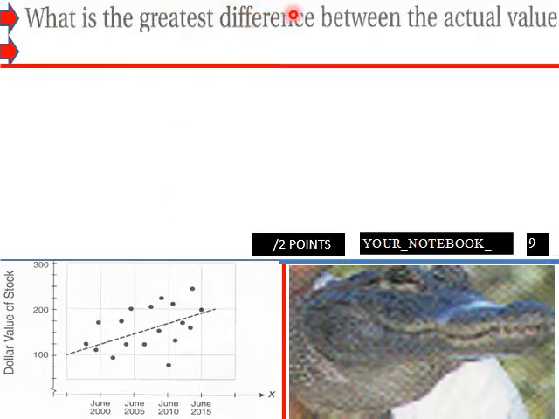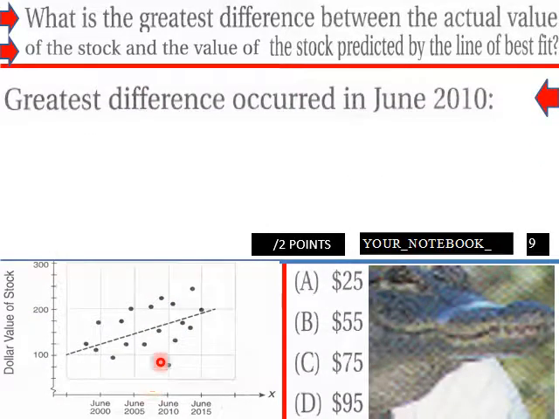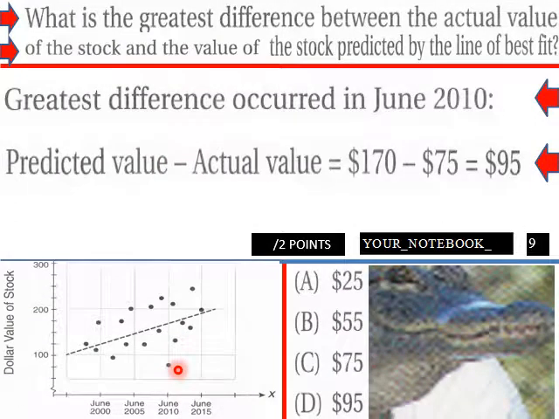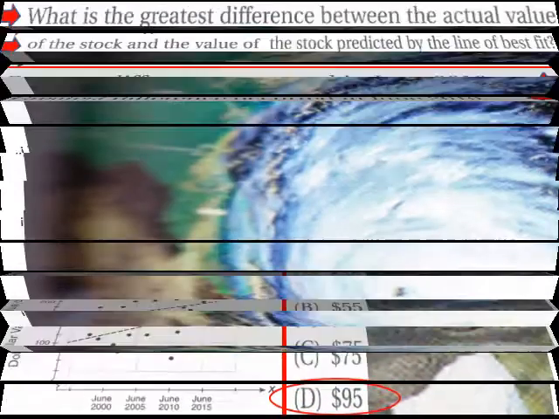What is the greatest difference between the actual value of the stock and the value of the stock predicted by the line of fit? Well, let's see. The greatest difference occurred in June 2010, right there. Predicted value and actual value, 170 minus 75, so there's a $95 difference there. So it would be this one.